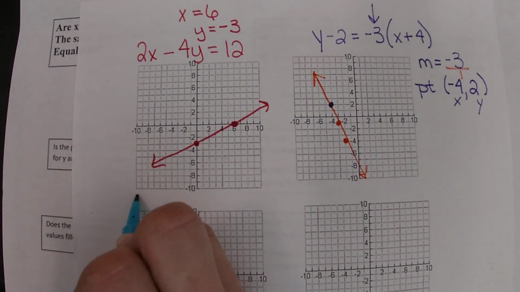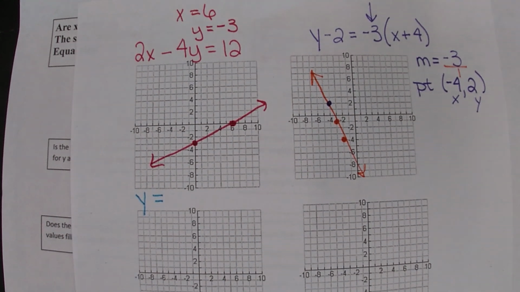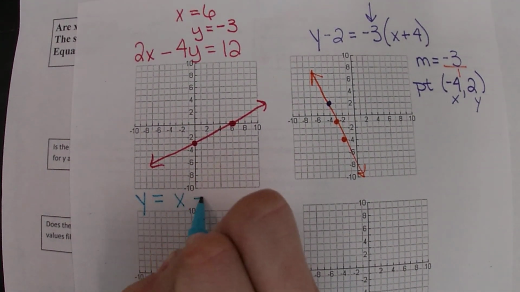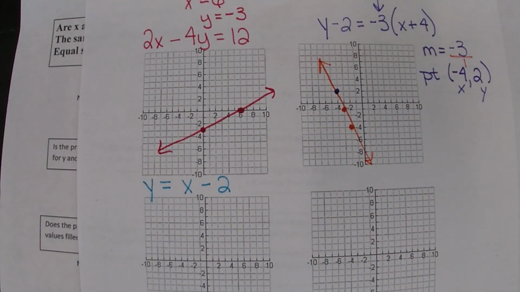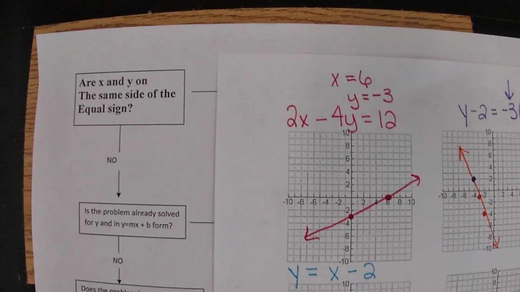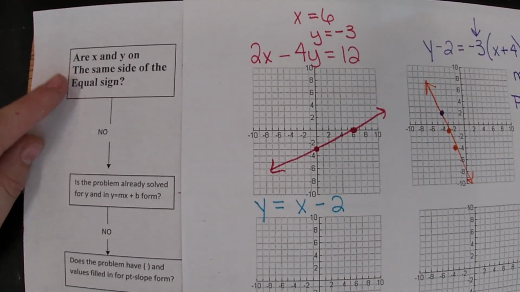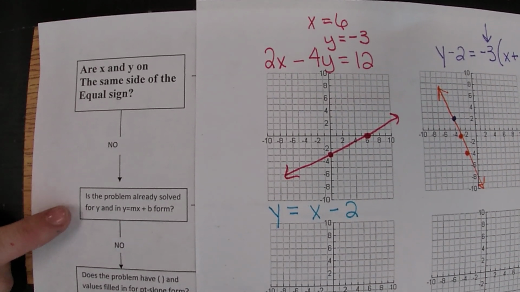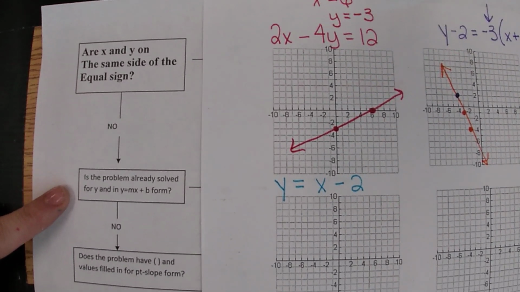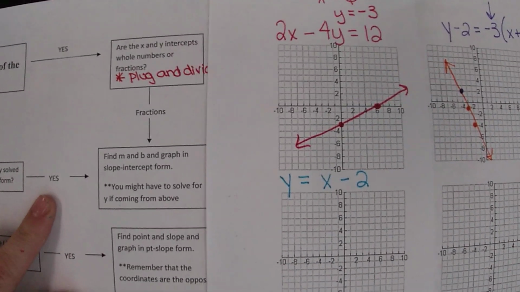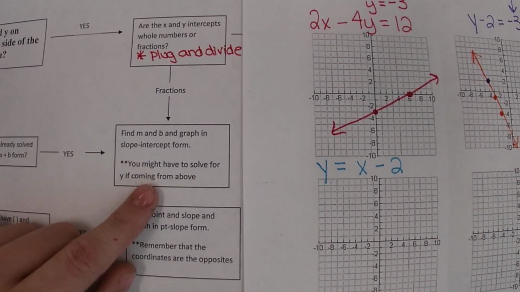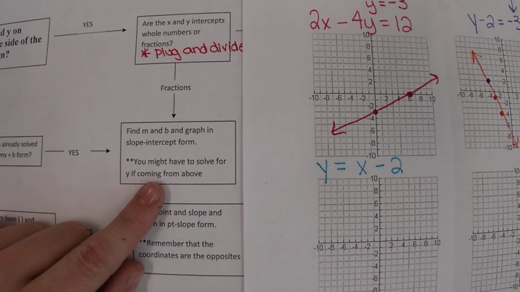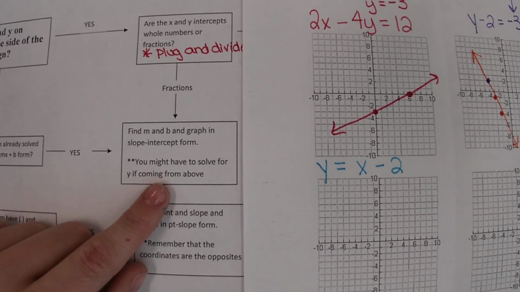Next problem. Let's say we are given y equals x minus 2. If we start over here, are x and y on the same side? No. Is the problem already solved for y and in y equals mx plus b form? We would say yes. So we are going to find m and b and then graph it in slope-intercept form.